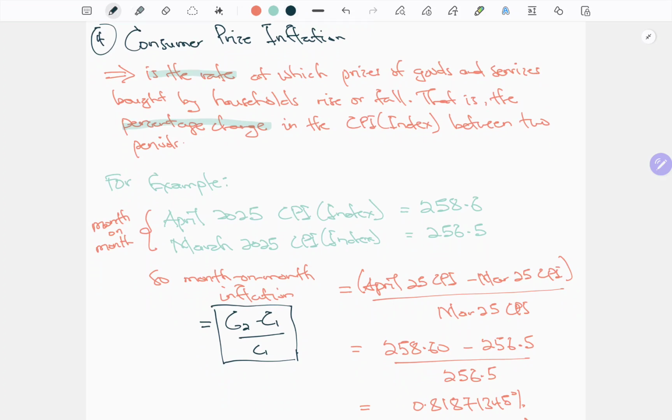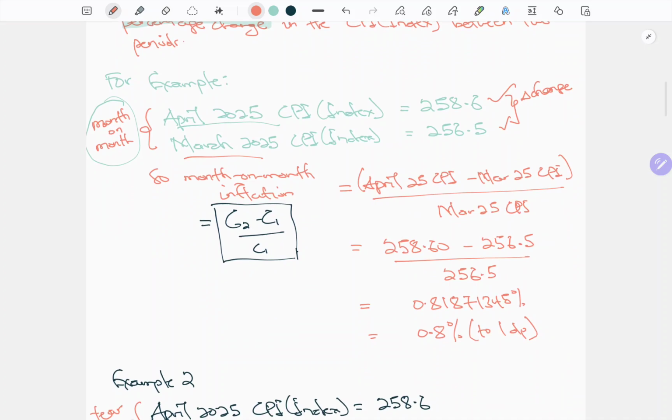Now we want to do a month on month. So for, let's say, April 2025, the quantum of index that was collected was 258.6. That was the consumer price index, the quantum. Now, in March, which was the previous month, 2025, the quantum that was collected was this. So what inflation really wants to do is to measure the rate of change between March 2025 and April 2025, and that will give us a month-on-month inflation.